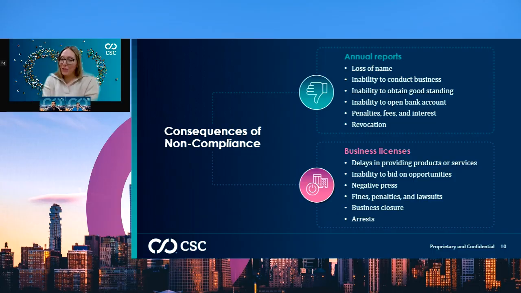Again, arrests are very much on the opposite end of the spectrum. You're much more likely to see fines, penalties, closures than anything, but just a good indicator that it can be any amount of bad things really that can happen to you throughout that.